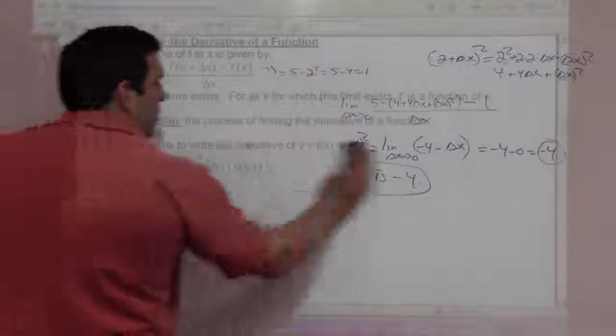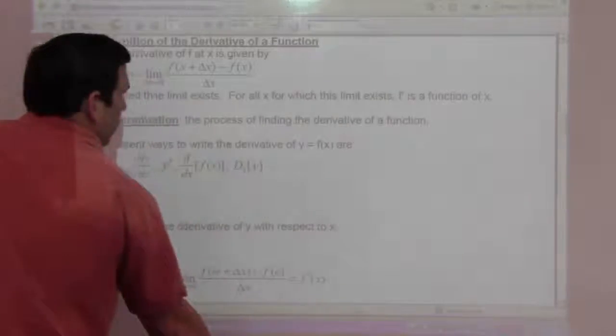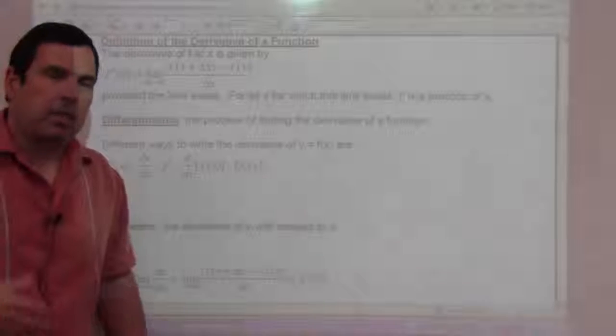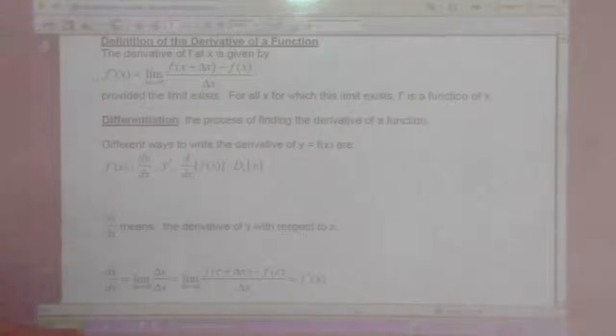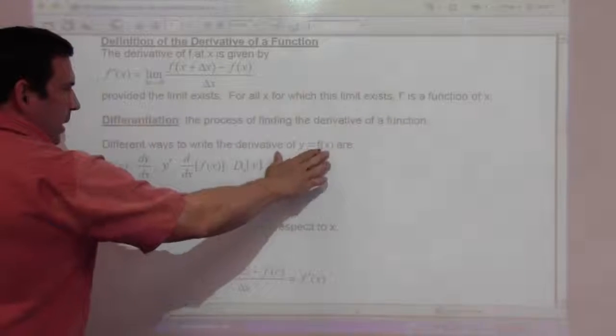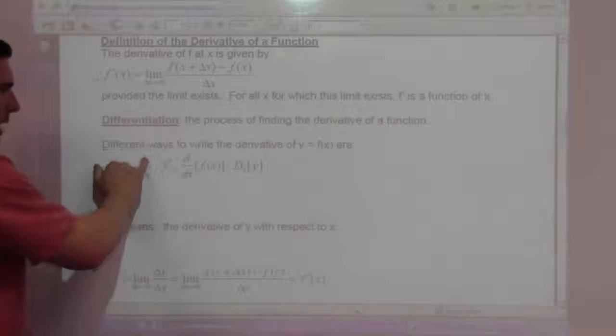So we just talked about the derivative. Some other terms: differentiation is the process for finding the derivative. It's called differentiation. There are different ways to write the derivative. If y equals f of x, it would be f prime, as we saw, or dy dx.